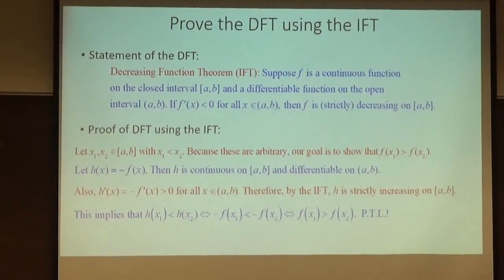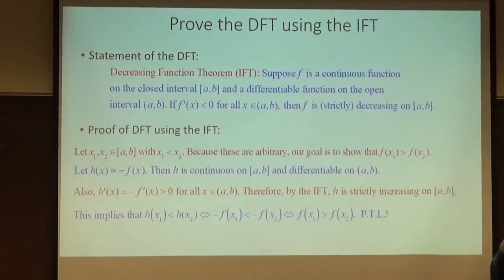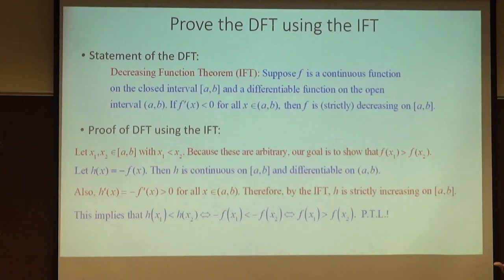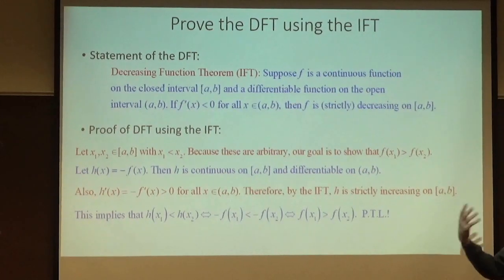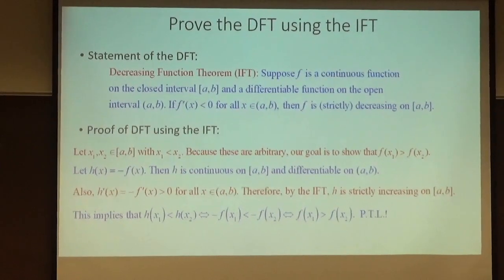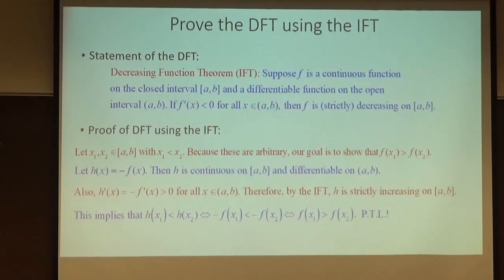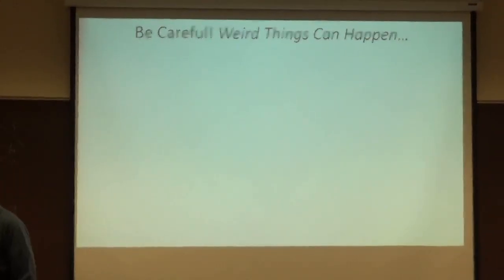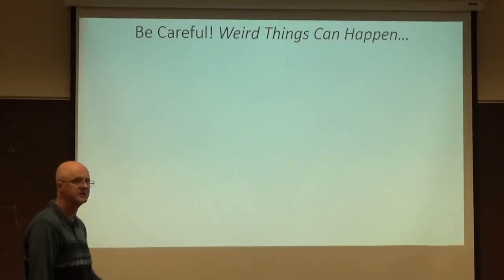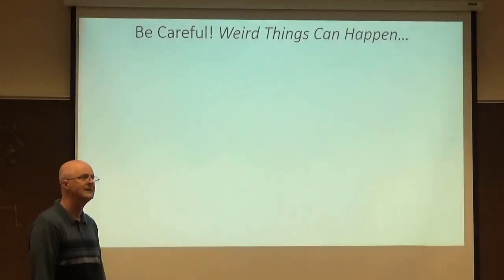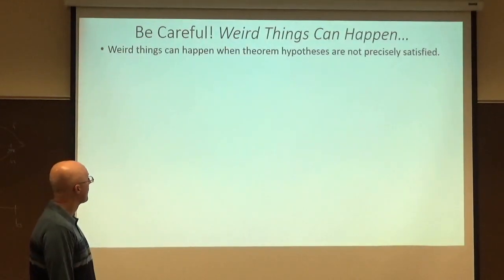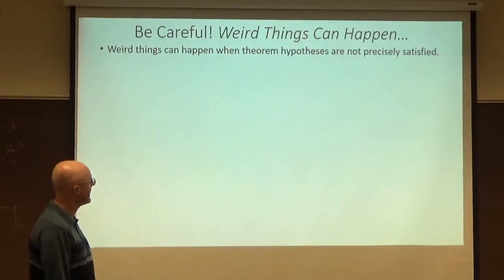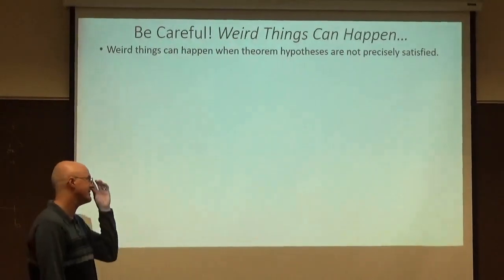Okay, so there's a very logical structure to these things. You need to use what you're assuming. You need to use other facts, perhaps, like the increasing function theorem, the mean value theorem, and that kind of thing. Be careful. Weird things can happen if you make too many assumptions about things that might seem reasonable. Weird things can happen when theorem hypotheses are not precisely satisfied.